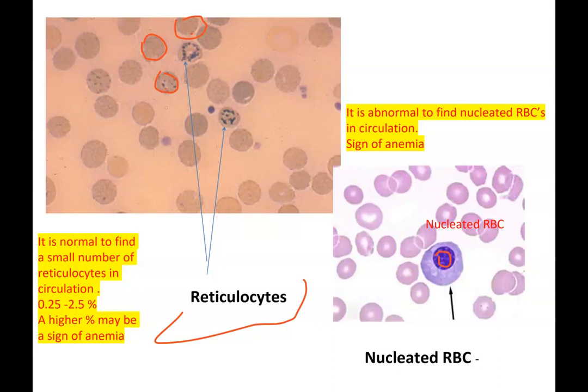It is normal to find a small number of reticulocytes in blood. 0.25 to 2.5% of the red blood cells in the blood may be reticulocytes, and that's normal. However, anything higher than that is definitely a sign of anemia. Finding nucleated red blood cells in blood is never normal, and it's definitely a sign of severe anemia.